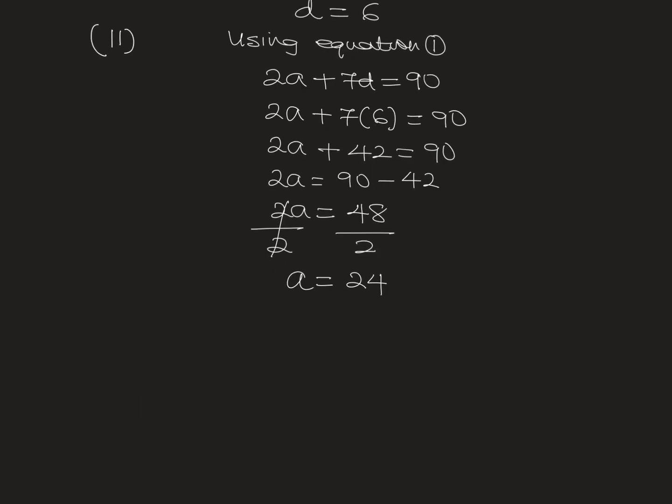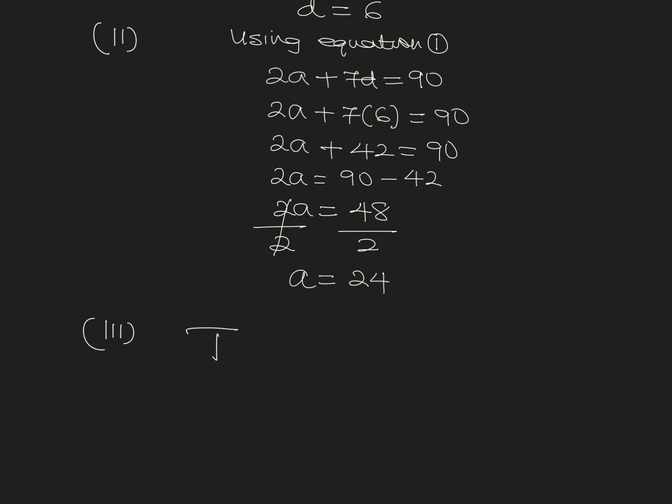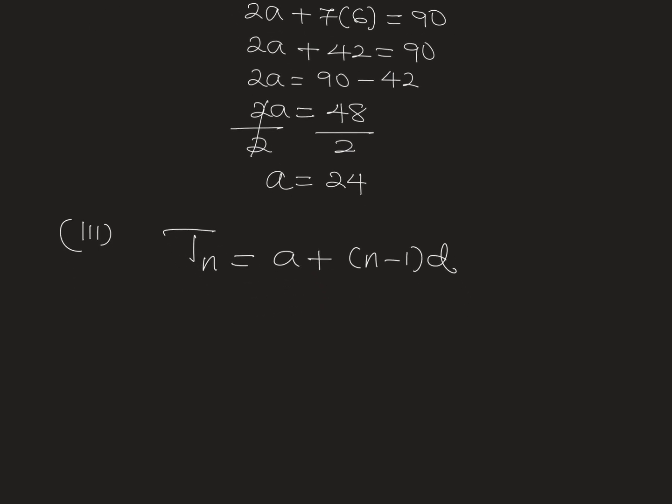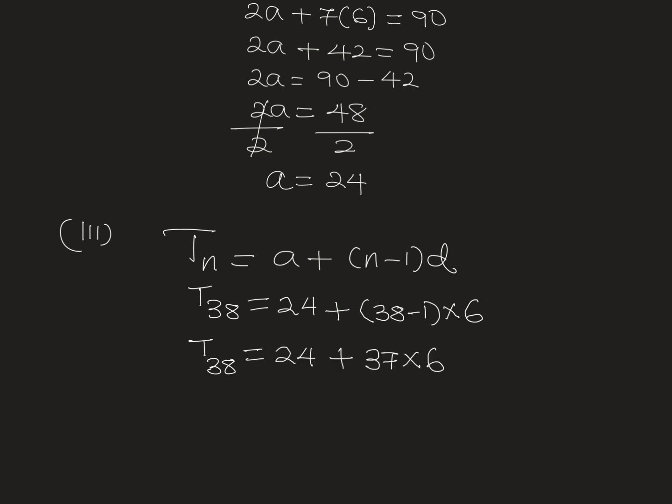Question 3, using T sub n is equal to A plus n minus 1 times the difference. So the 38th term, T38, will be A, which is 24, plus n, which is 38 minus 1, times the difference, which is 6. That will be 24 plus 37 times 6. 37 times 6 is 222. So what is 24 plus 222? That is going to be 246.